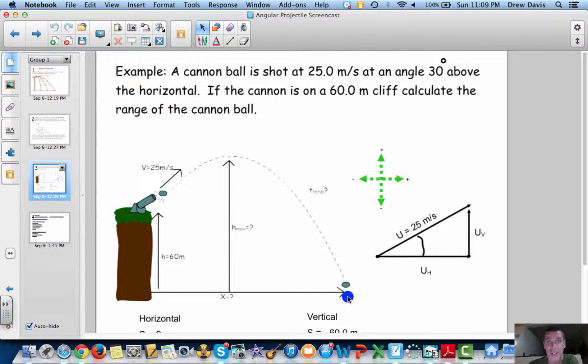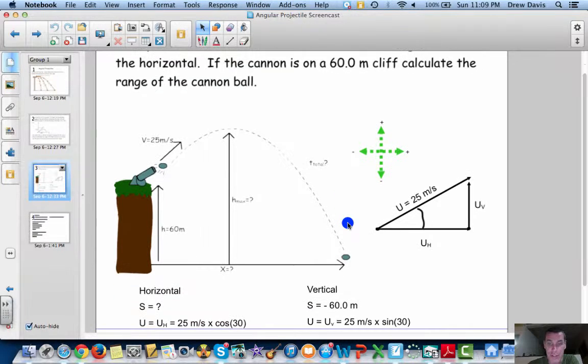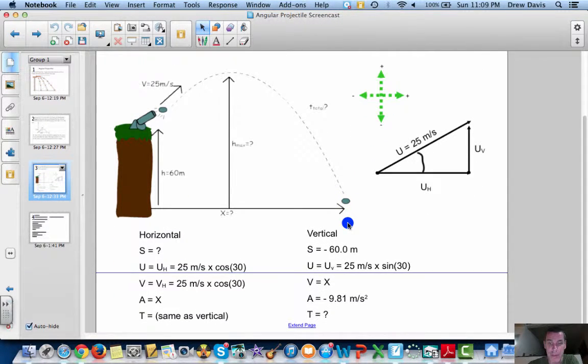That's the horizontal displacement. That's what they're looking for. So if we look at the SUVAT for this problem, it looks a lot like the ones for horizontal projectiles. You're still looking for this horizontal range, and you still have the height released.